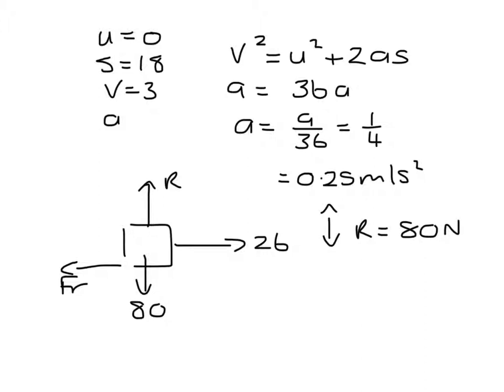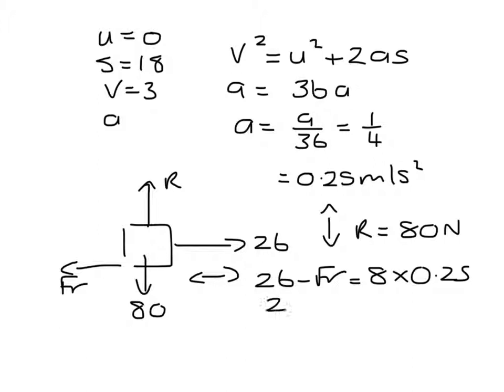And the resultant force in the direction of motion, which is 26 minus friction, must equal mass times acceleration. So 26 minus friction must equal 2, so the friction must have been 24 newtons.